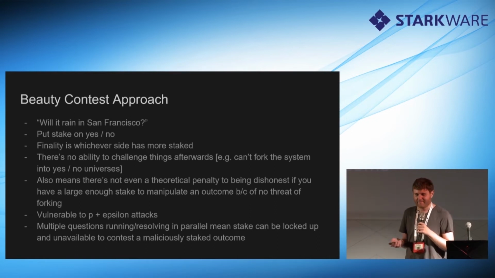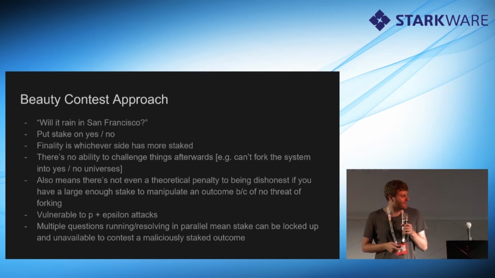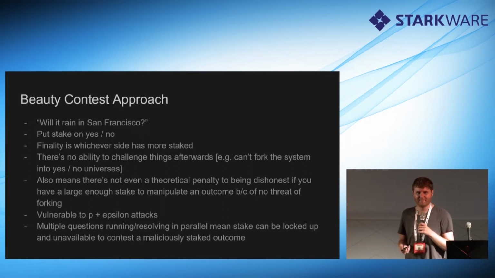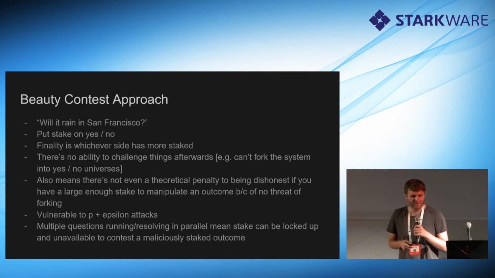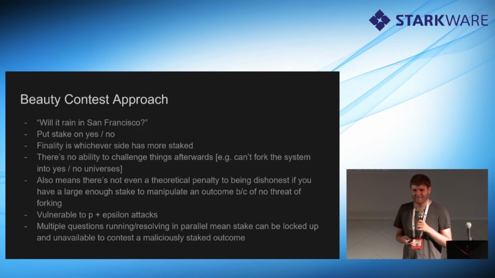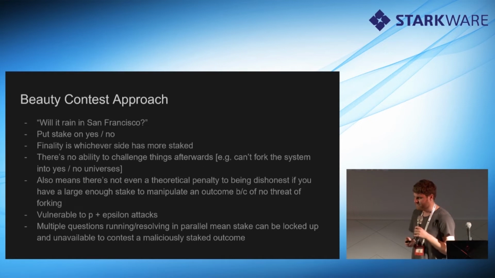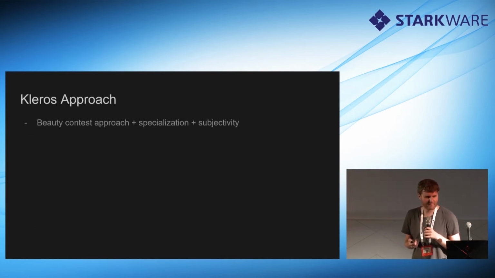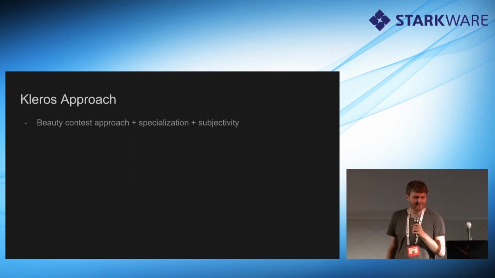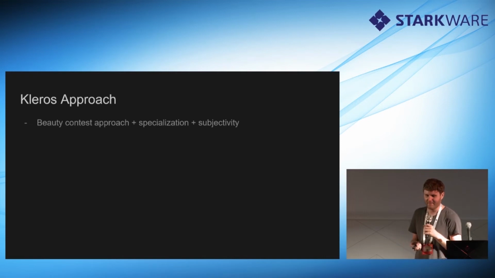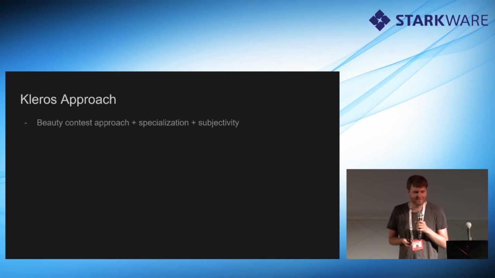You have people stake some collateral on yes and no, and finality is determined by whichever side has more capital staked. In most of these systems, there's no or limited ability to challenge things afterwards. There's no forking, so there's not really a penalty to being dishonest, assuming you can kind of bulldoze or steamroll your way through getting some sort of outcome. And so the P plus epsilon attack vulnerability also exists here due to no forking. Kleros is a project. I'm not sure of the current status of it, but they're using a sort of beauty contest approach with specialization and trying to figure out if there are ways to create oracles that are subjective.